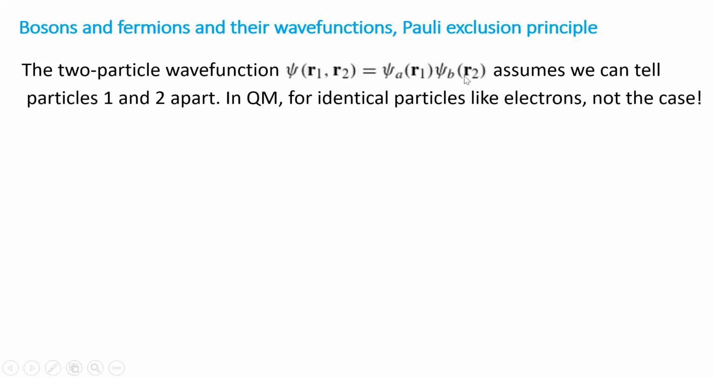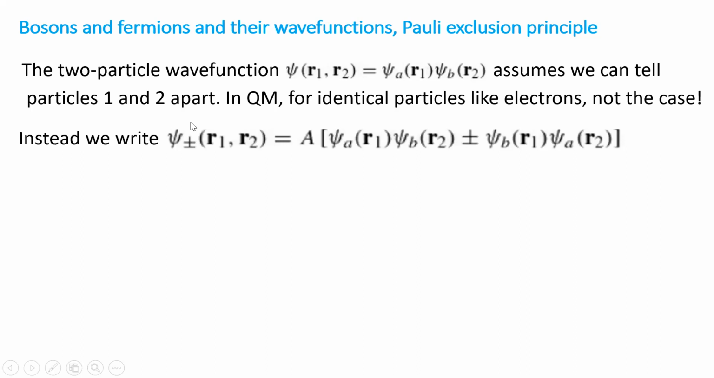So for that reason, we have to write a different form for this 2-particle wave function. We write psi plus or minus of R1 and R2 is some normalization constant A times psi A of R1 psi B of R2, plus or minus psi B of R1 psi A of R2. So what we've done here is, in the first term we have A paired with 1 and B paired with 2. In the second term we have B paired with 1 and A paired with 2. Okay, and there's 2 ways to do this.